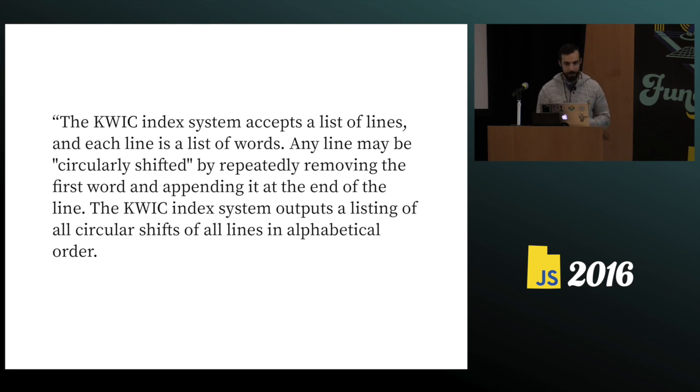But it's also interesting because of the small toy example system that they used in it. Here is a description of it from the paper. The quick index system accepts a list of lines, and each line is a list of words. Any line may be circularly shifted by repeatedly removing the first word and appending it to the end of the line. The quick index system outputs a listing of all circular shifts of all lines in alphabetical order. So you have a line of words, you take the first word, put it at the end, do that until you've cycled through all the words, do that for every line, sort that.